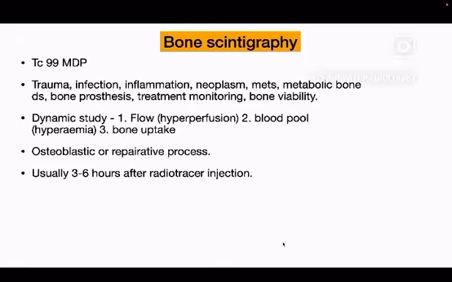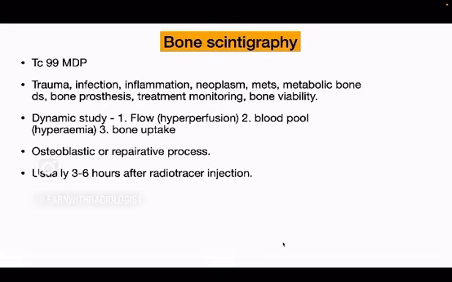Discuss about bone scintigraphy today. It is done using technetium 99 MDP, which is a radio tracer, and indications are trauma, infection, inflammation, neoplasm, metastatic disease, metabolic bone disease, treatment monitoring, or to look for bone viability. And this is a multiphasic study, dynamic study.